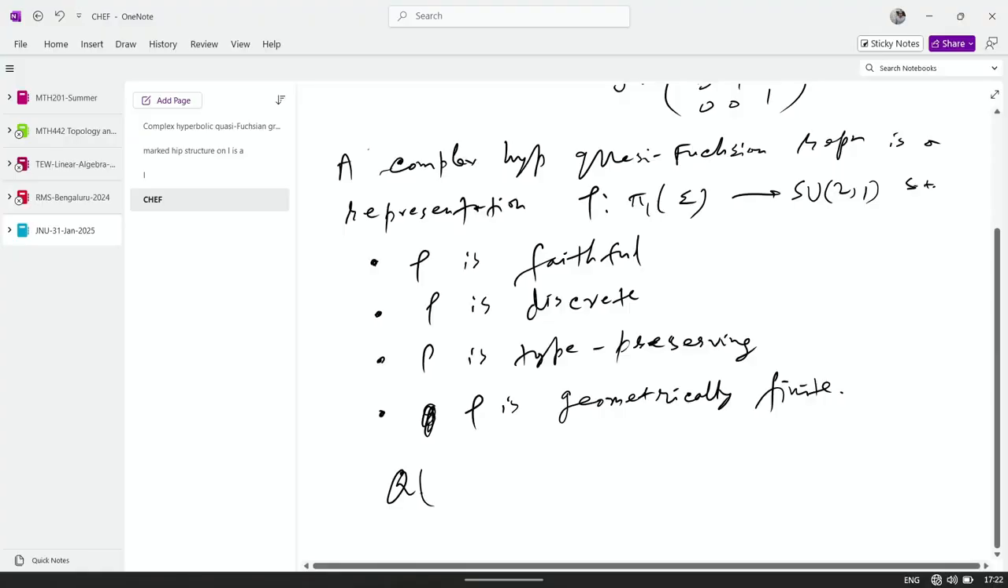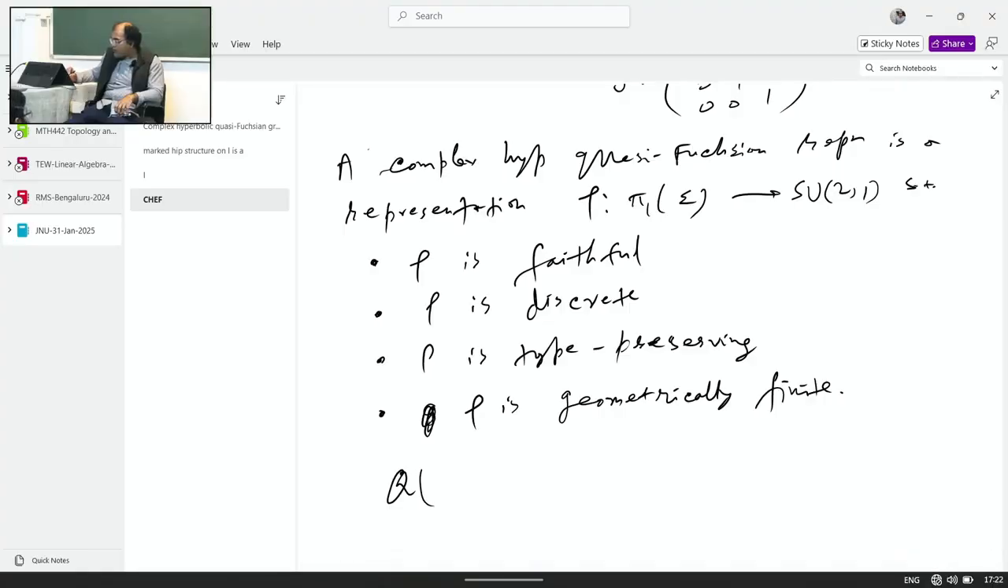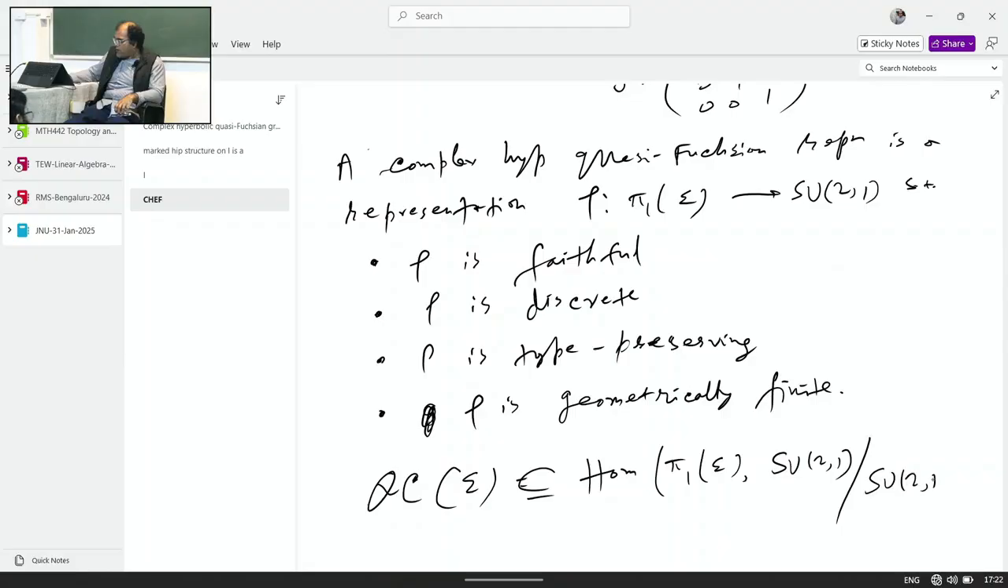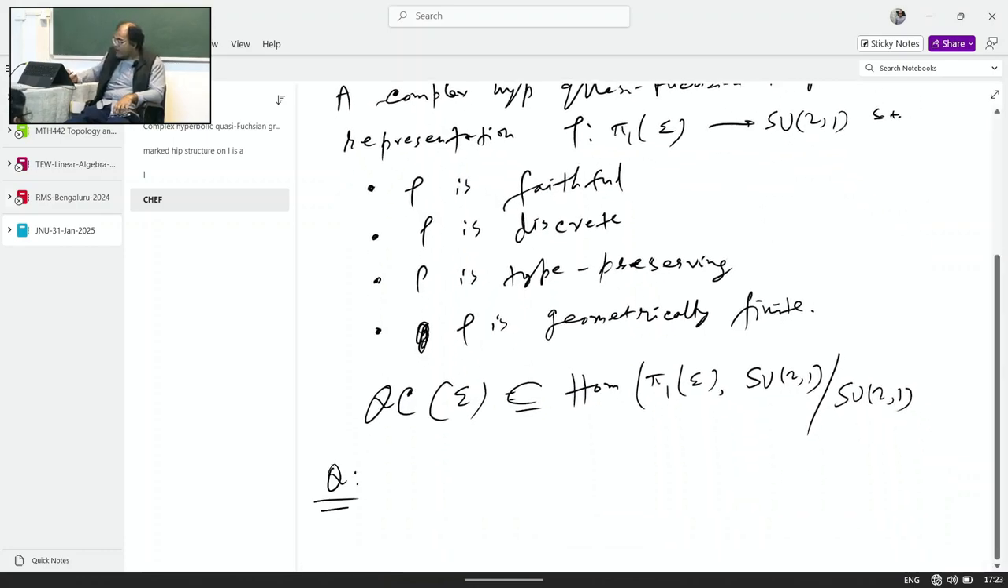So QC sigma is a subset of Hom(pi 1 sigma, SU(2,1)) modulo SU(2,1) consisting of these representations. So now the question: for Fuchsian representations, we know how these representations sit inside this space. We know it's a connected component.